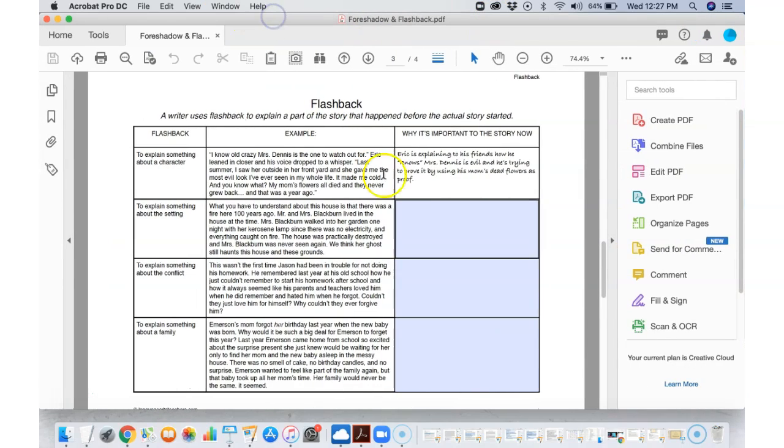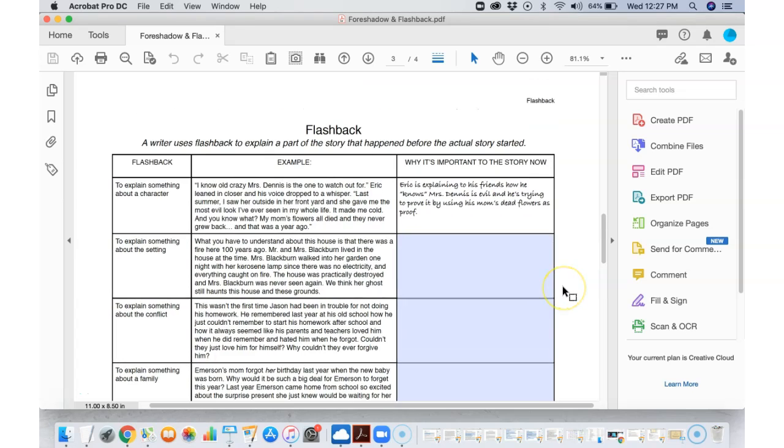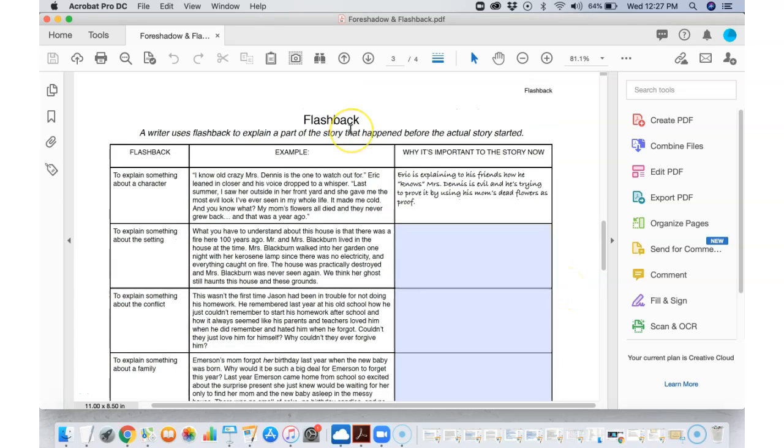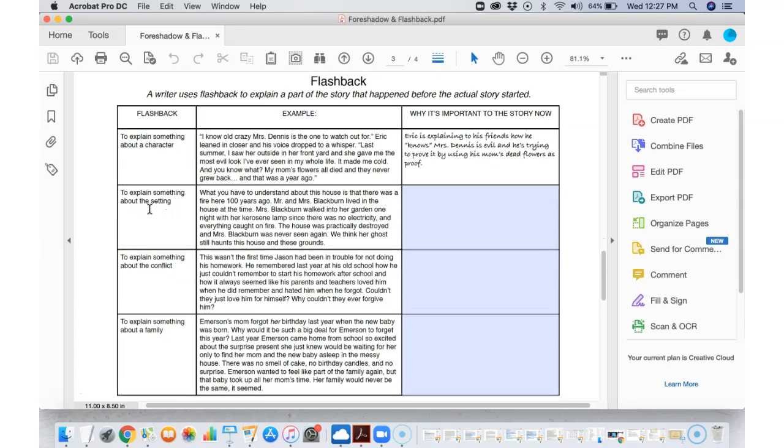Okay, so your task now is to go to the practice sheet titled Flashback, okay? And we talked before about how a writer uses flashback to explain a part of the story that happened before the actual story began, right? Okay, so look at the left-hand column here, right? These are different reasons that an author might use a flashback.